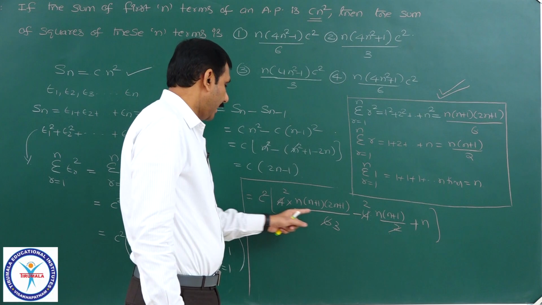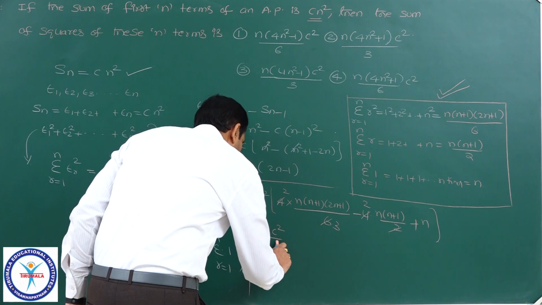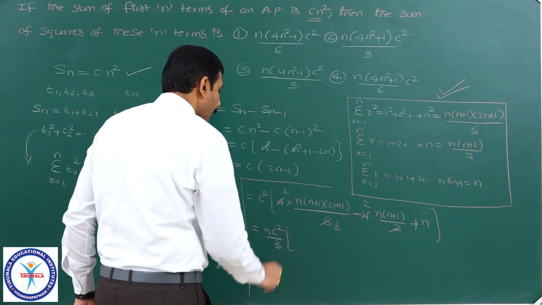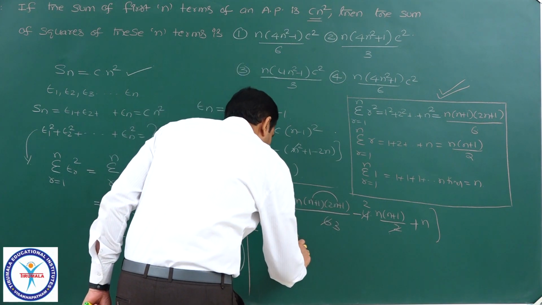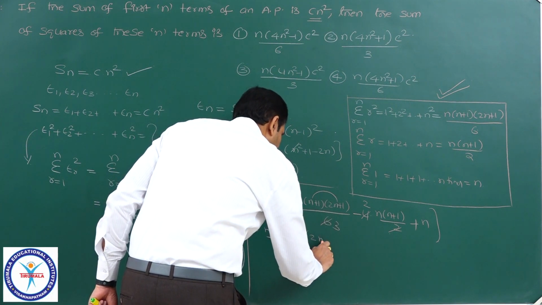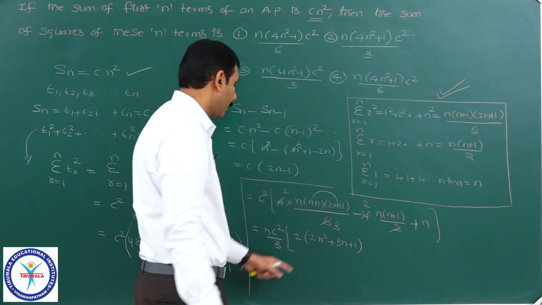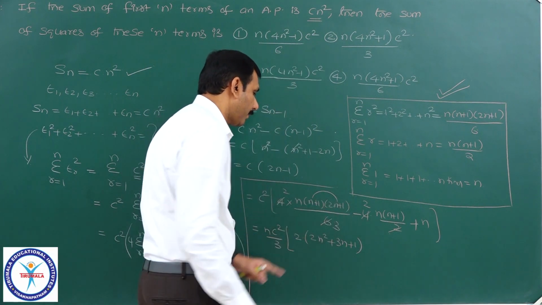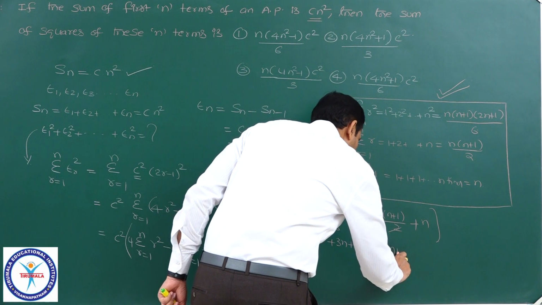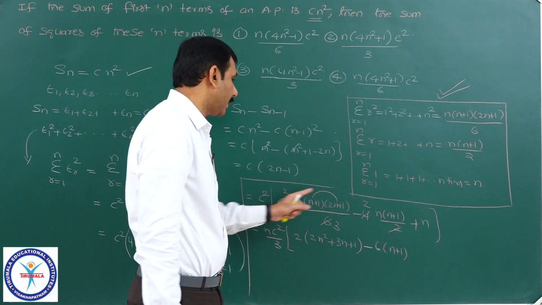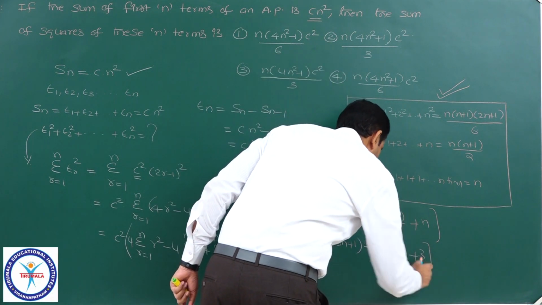Now I can take n common, LCM is 3, so it is equal to nC² by 3. Here, what are the terms left over? (n plus 1) into (2n plus 1) into 2, which is 2 into 2n² plus 2n plus n, that is 3n plus 1. 3 is the LCM, so I have to multiply with 3, minus 6 times of n, already taken outside, into (n plus 1). This n came outside, so here 1 will be there, LCM 3 means multiplication with 3, plus 3.